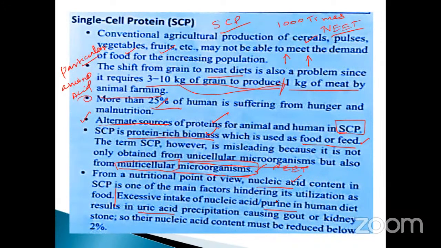As a result, the protein molecule is converted into urea or uric acid, deposited in the blood, and transferred through blood circulation. Finally, it leads to a toxic effect. When uric acid is deposited in your blood, automatically joint pains, gout, and kidney stone formation take place. So the nucleic acid content must be reduced below 2%.